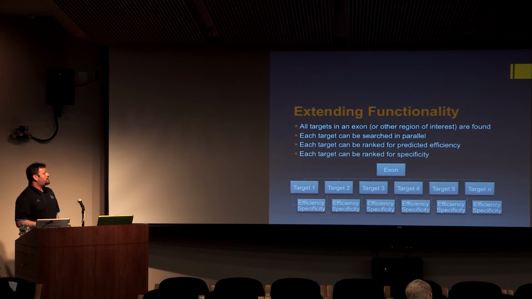So extending functionality, this is currently working now, and it's actually been in function for a while: the user can input an exon or some other stretch of DNA they want to find an optimal target in. The program then breaks it into individual targets, does independent searches on each individual target, and returns a ranked list right now based off of the predicted specificity, but also with information on the predicted on-target efficiency.